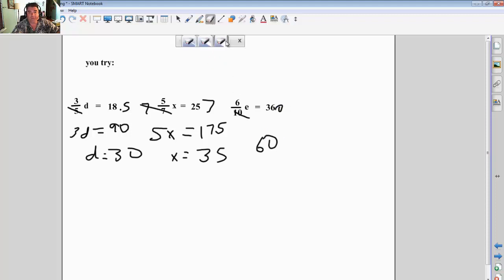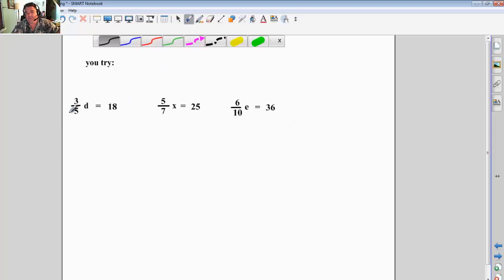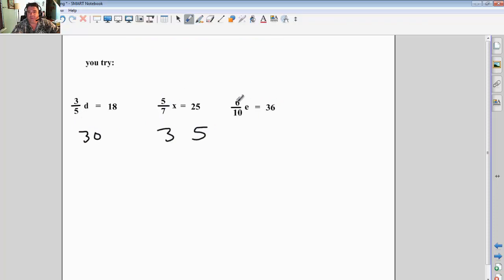By the way, there's a shortcut if you want. Not for everybody. But since I'm going to times and divide, and I know I'm going to do this, it really doesn't matter what particular order I go in. So instead of having to times by 5 first, I could divide by 3. 18 divided by 3 is 6, times 5 is 30. 25 divided by 5 is 5, times 7 is 35. And 36 divided by 6 is 6, times 10 is 60. Whichever way is better for you.